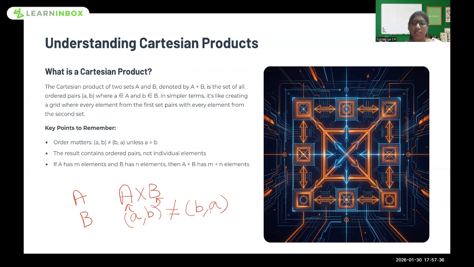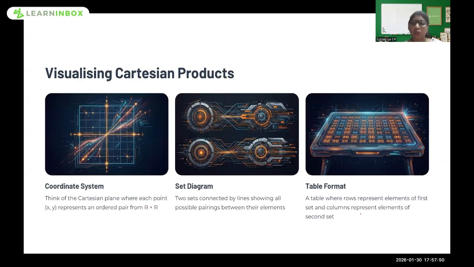And if A has m elements and B has n elements, then A cross B has m cross n elements. So moving on to visualizing. First, you can see the x-axis and y-axis. This represents ordered pairs from R cross R. So like this, if this is 1 and this is 2, you'll be representing this point as (1, 2). That's the ordered pair.